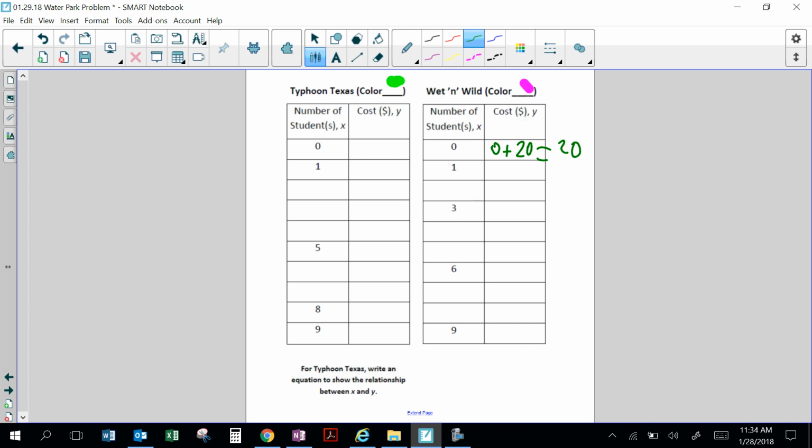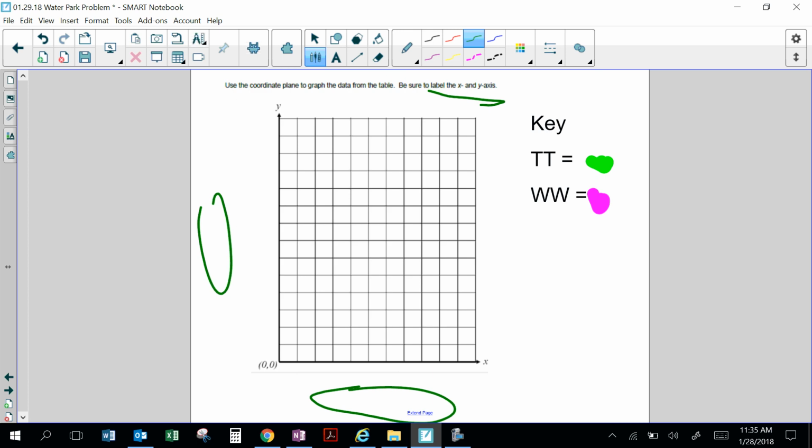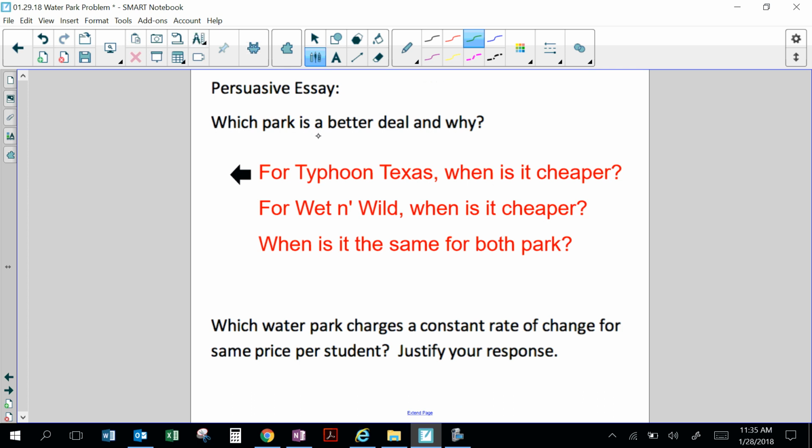You do not need to write an equation here because we're not going to be learning how to write this equation until Wednesday, Thursday, and Friday of this week. And then you need to graph it. You're going to know this in the graph. Which park is a better deal? Why? For Typhoon Texas, when is it cheaper? For Wet n Wild, when is it cheaper? When is it the same for both parks? So you need to make a persuasive essay.